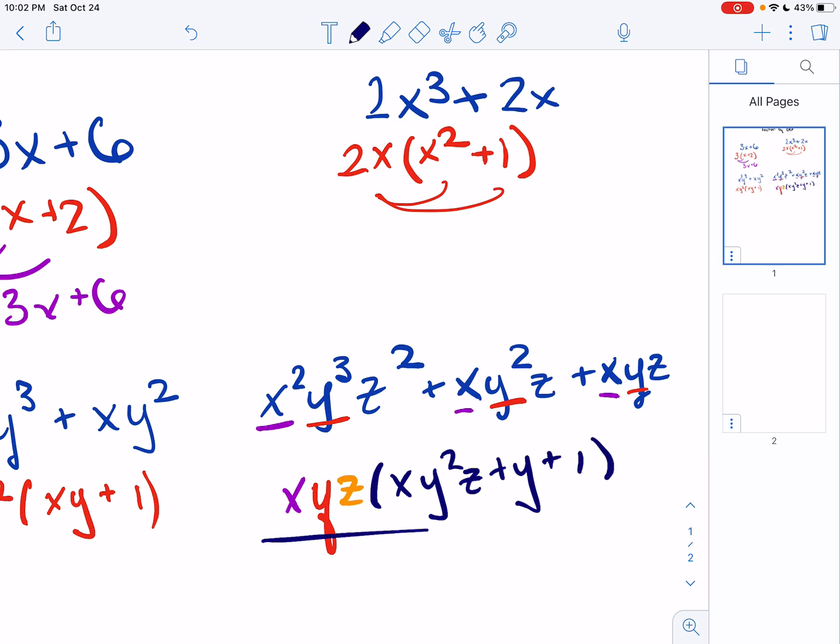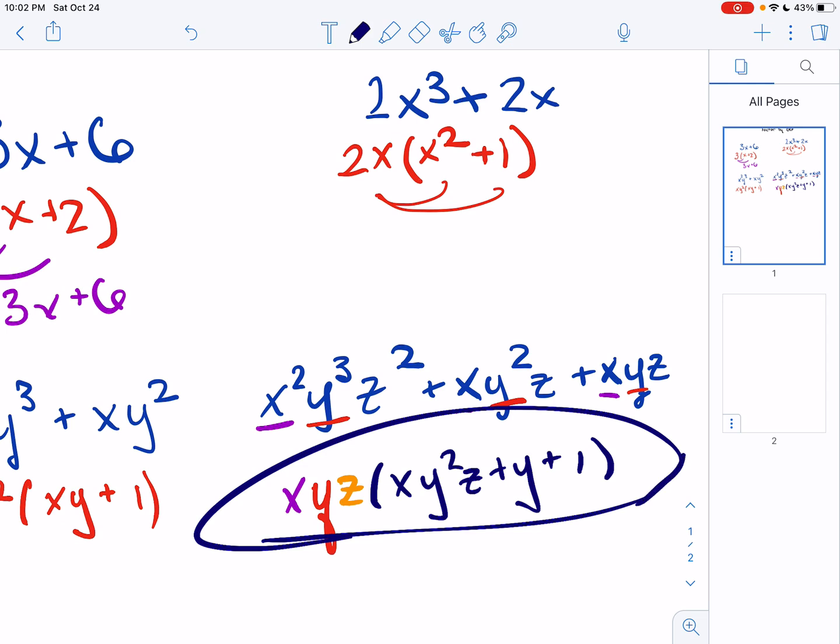So that is my GCF factoring. In the next couple of videos, when we do other methods of factoring, it's important to understand the concept of the greatest common factor, GCF, because we can pull out a greatest common factor to make any factoring problem easier.